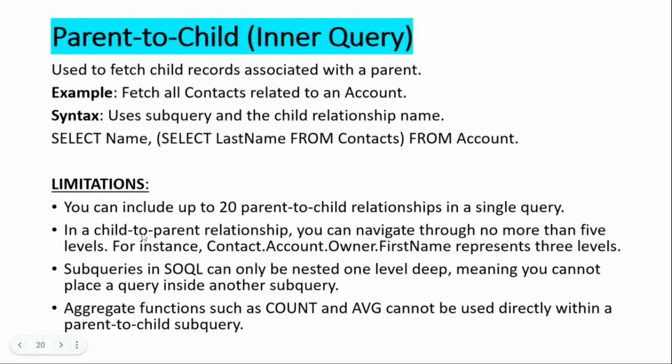And in a child to parent relationship, you can navigate through no more than 5 levels. For instance, contact.account.owner.firstname represents 3 levels, but we can get the data up to 5 levels.